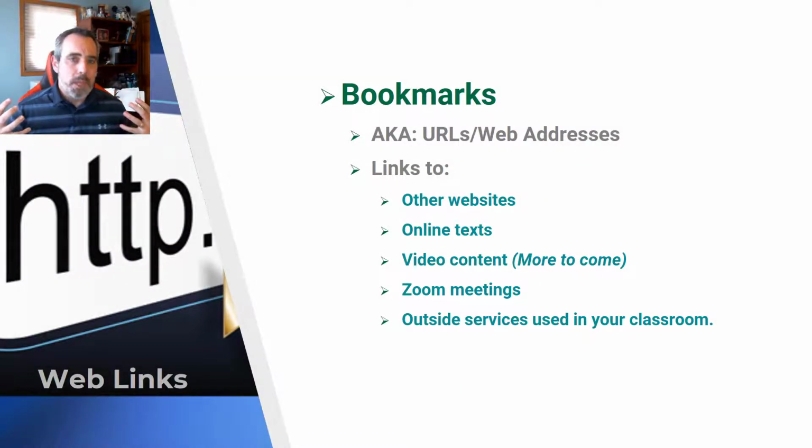Bookmarks. Being able to house links to outside sources, whether it's just a website, perhaps it's the online text that your publishing company has, or it's the accompanying courseware that your publishing company uses. A lot of times it's to video content, whether it's video content that you've created or that others have made freely available online, places like YouTube and Vimeo, and we'll talk more about that. Links to your Zoom meetings. This is where my Zoom meeting room is. If we are meeting in a classroom, this is the same link you're going to use every time to get into it, as well as any other outside services that your class may use.